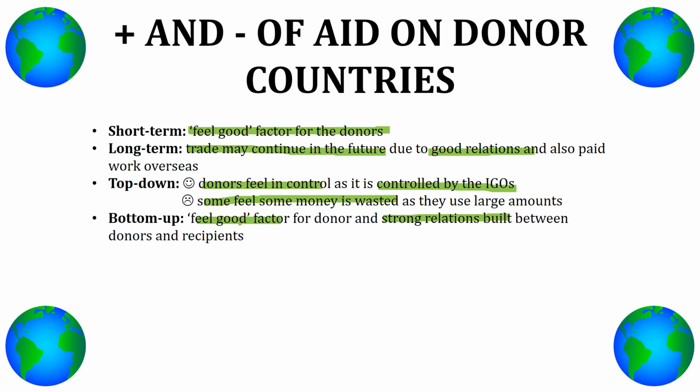Bottom-up aid is aid on a smaller scale, which directly benefits the recipients. So again, it provides a feel-good factor for the donor, and it builds strong relations. An example of bottom-up aid would be when you see on TV, sponsor a child today and provide books for them and stuff. That's what bottom-up aid is, because it's directly affecting someone. Some believe that's a lot better than top-down aid, because it directly benefits individuals, so people feel a lot more confident that it is actually benefiting someone because they know where it's going.